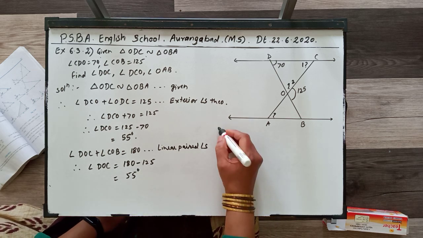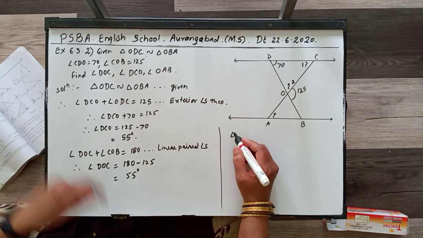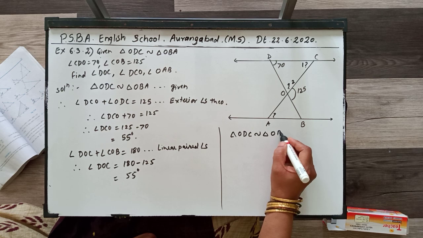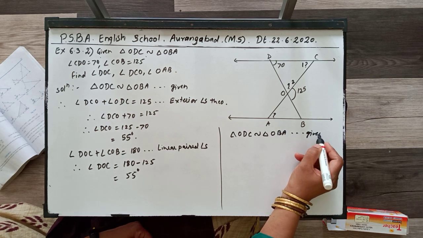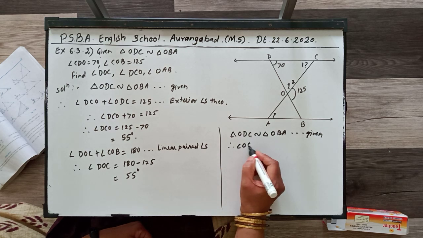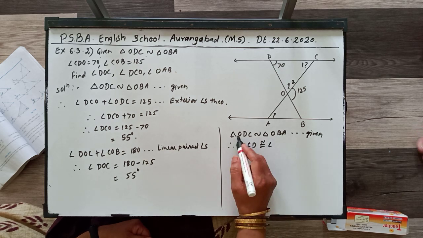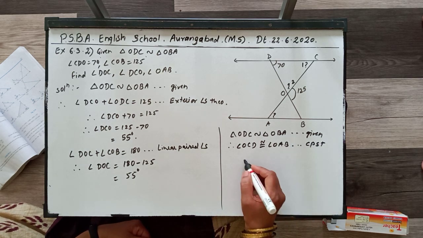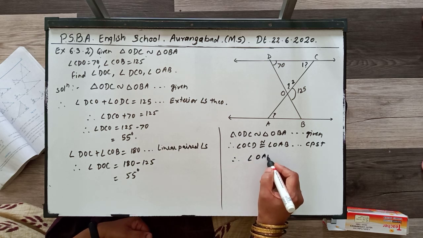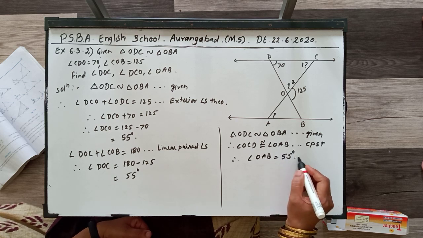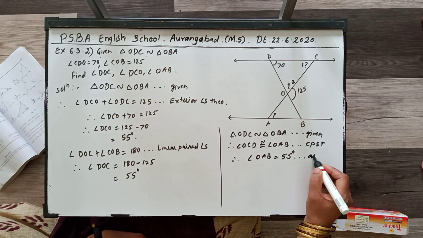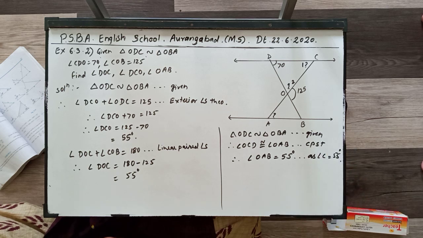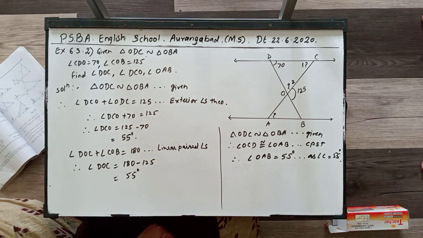Correct? Now third one, we are going to find angle OAB. We have written triangle ODC is similar with triangle OBA, given. Therefore, angle OCD will be equal to angle OAB, this will be CPST. Therefore, angle OAB is equal to 55 degree. Correct? CPST. Correct? Or you can write as angle C is equal to 55 degree. Is it clear? So we have done with question number 2.